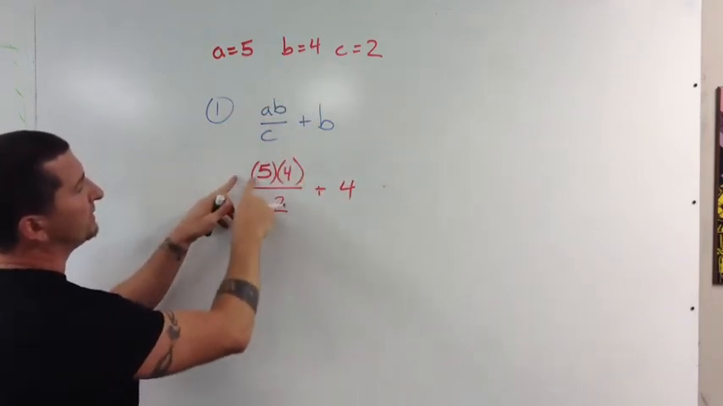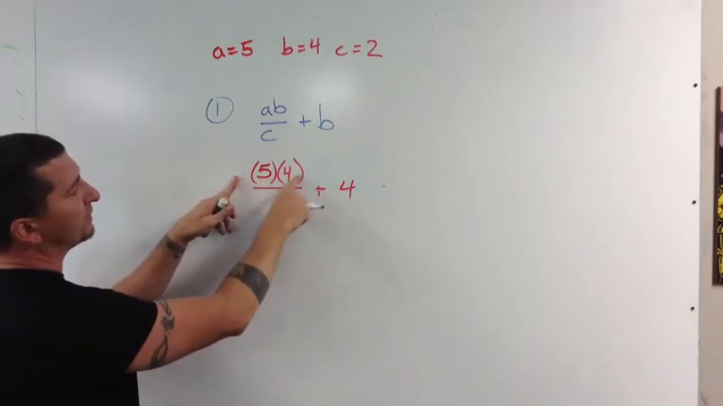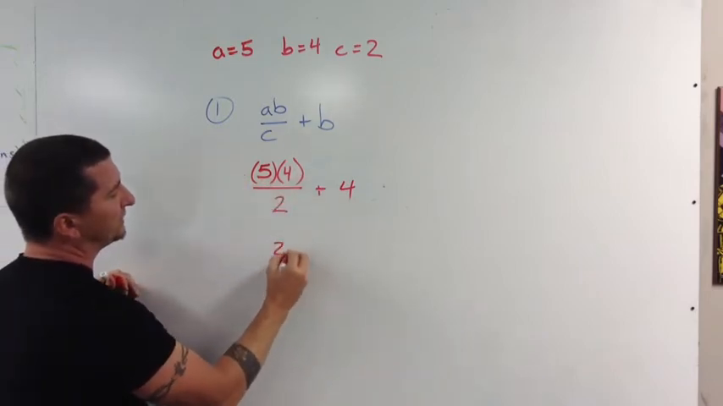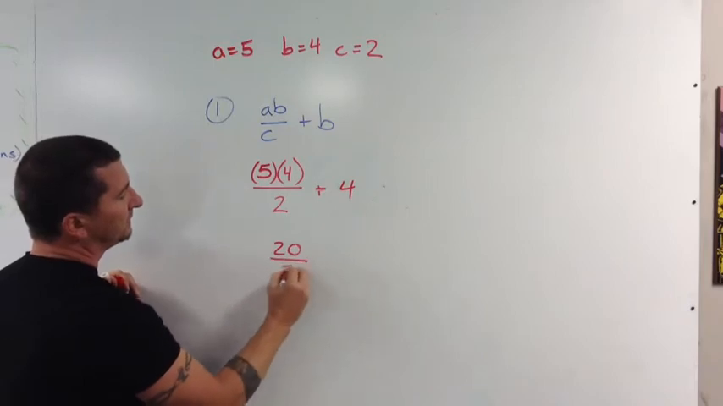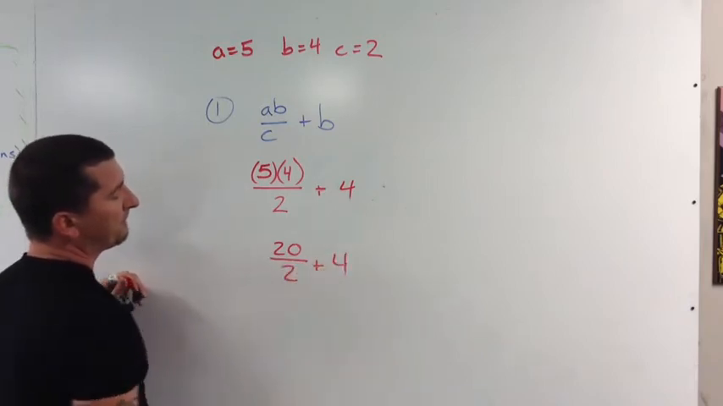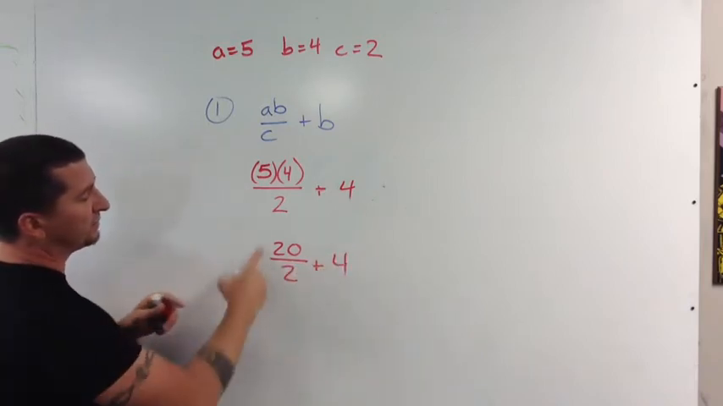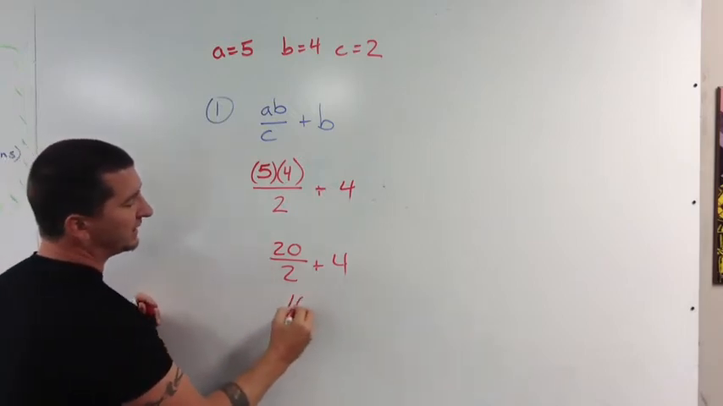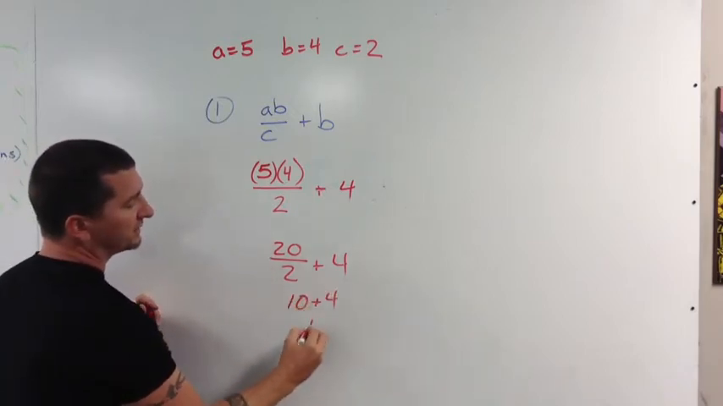So the first thing we're going to do is multiply 5 times 4. We get 20. Next we'll divide by 2, so we have 20 divided by 2, which is 10, plus 4 is 14.